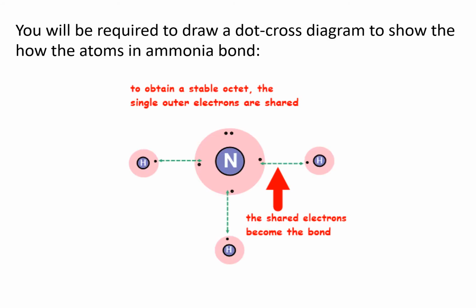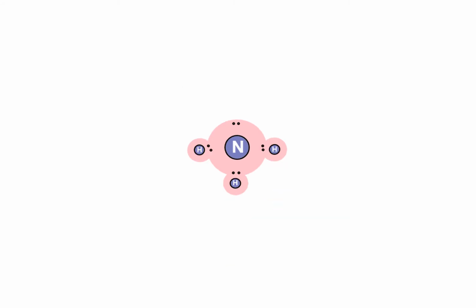You might be asked to draw a dot cross diagram showing how the atoms in ammonia bond together. Just going back to Unit 1 and the bonding, these are covalent bonds, the sharing of electrons. The nitrogen is group 5, so it's got 5 outer electrons, it's got a valency of 3. It needs 3 hydrogens to make it stable. These 3 hydrogens will come in and share electrons with the nitrogen and produce 3 covalent bonds.